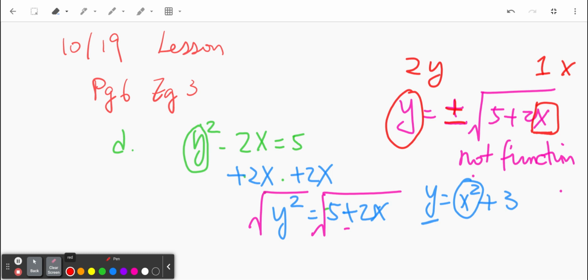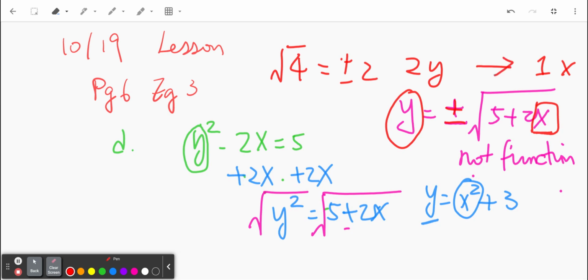Because every time you square root something, your answer should be plus or minus. Just like the square root of 4 is plus or minus 2. Okay? So if you square root of y squared, your y can actually be plus and minus. So that means you have 2 y's corresponding to 1x.